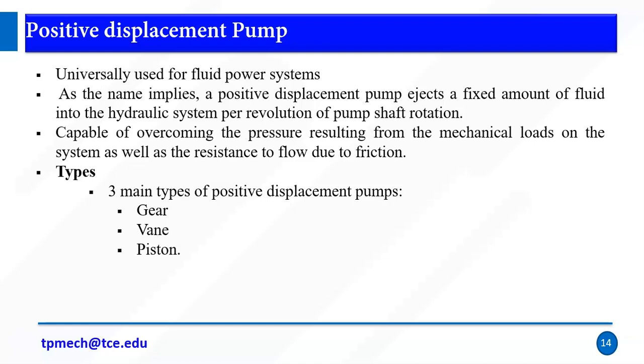Right? So for non-positive displacement, one of the limitations is that it cannot withstand more load and it may be affected by flow resistance. But the positive displacement pump is capable of overcoming the pressure as well as load and resistance. Right? So we have three types: gear, vane, and piston types.